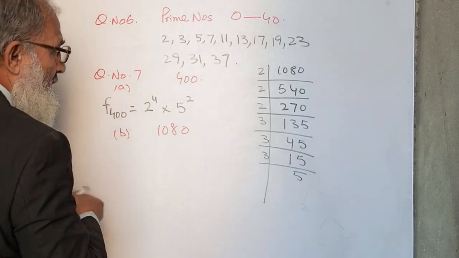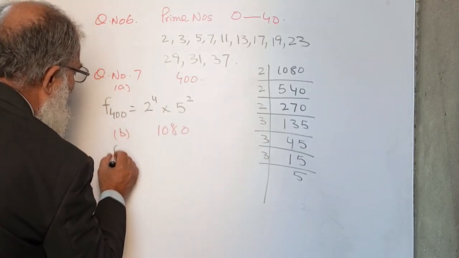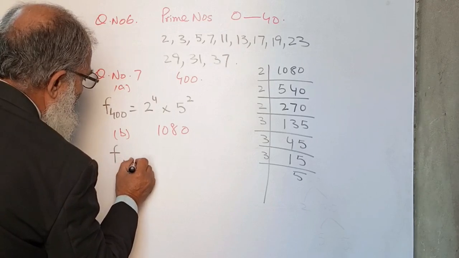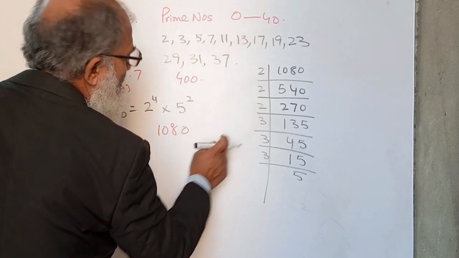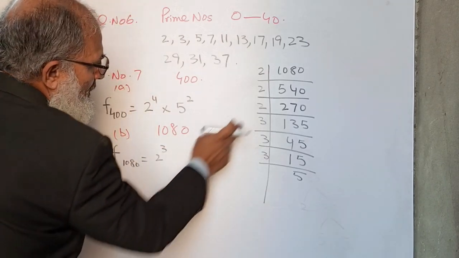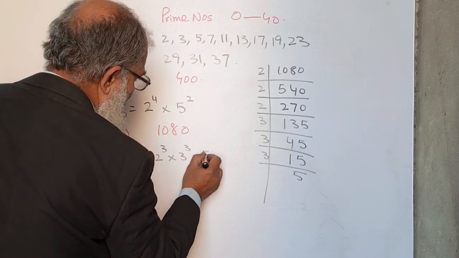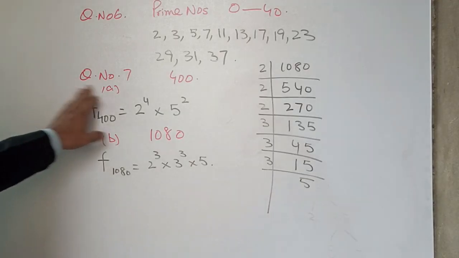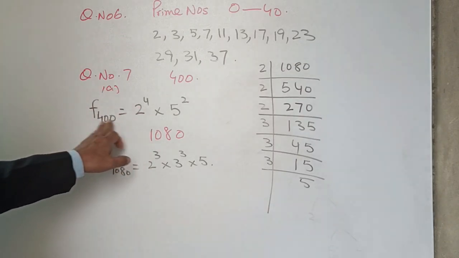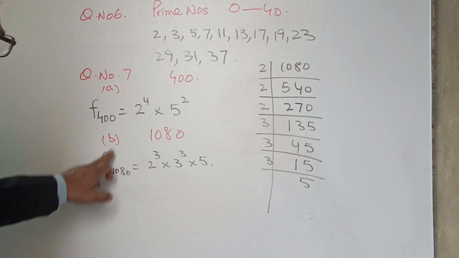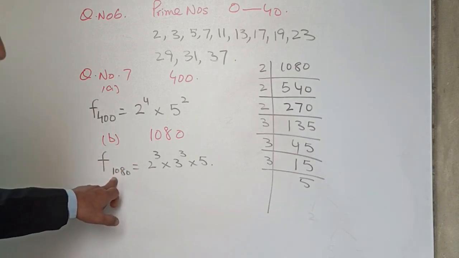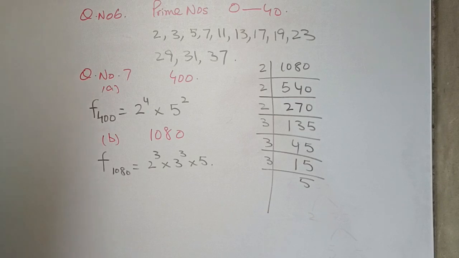So we write here in this linear form, 1080 will become 2 raised to power 3, 3 raised to power 3 multiplied by 5. Well, dear students, in question number 7 part A, we have to find the factors of 400, and in part B we have to find the factors of 1080. But we will keep them for our reference for the next part, and that is part C.